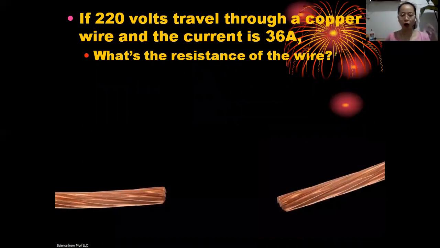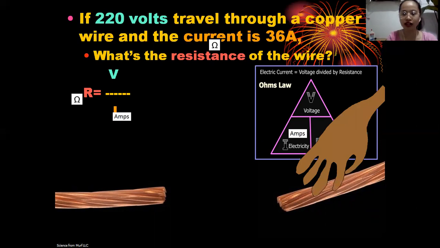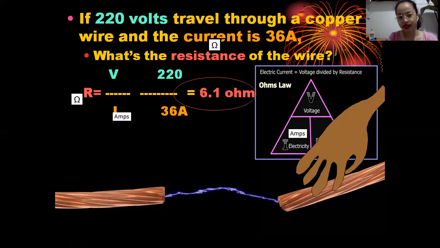So this time, I want you to practice solving this. If 220 volts travel through a copper wire and the current is 36 amperes, what is the resistance of the wire? The resistance is missing. So what are you going to do? You need to cover the R in the triangle, and then your formula is R equals V divided by I. You try solving there. Get your calculator. Okay, the answer is, very good, 6.1 ohms. Don't forget the unit. Without the unit, it's wrong.